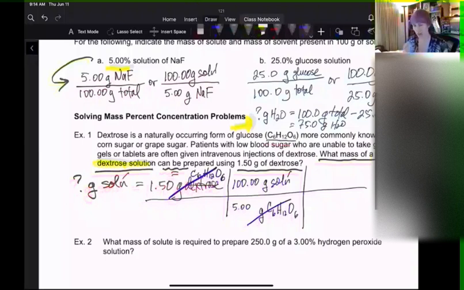And then we have sig figs. Yes, that's right. So let's do the next one.